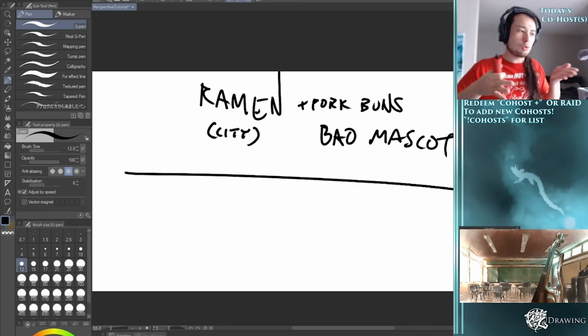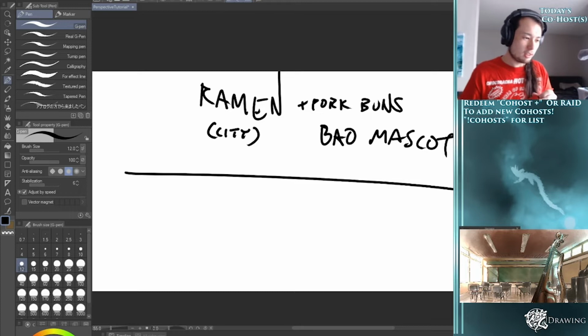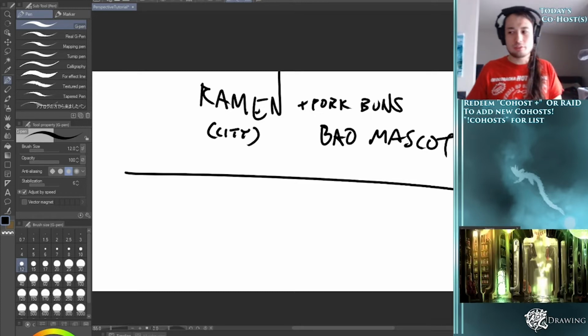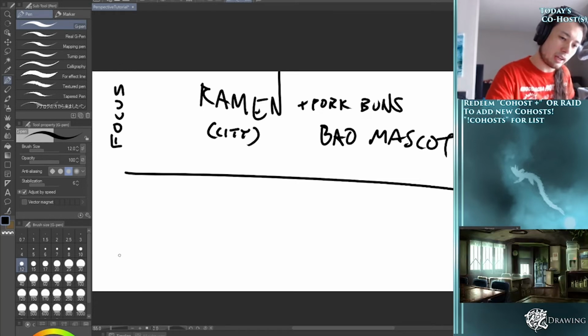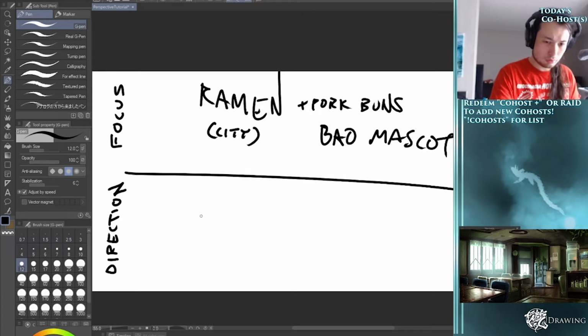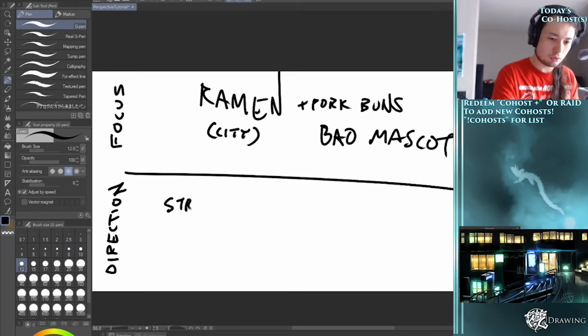Now, let's start thinking about things in the city. Things we can use to move attention, right? Give me some things in a city. Think of it like this is our subject, our focus, that is. And everything here is going to give us our direction. Street lights, food stalls.